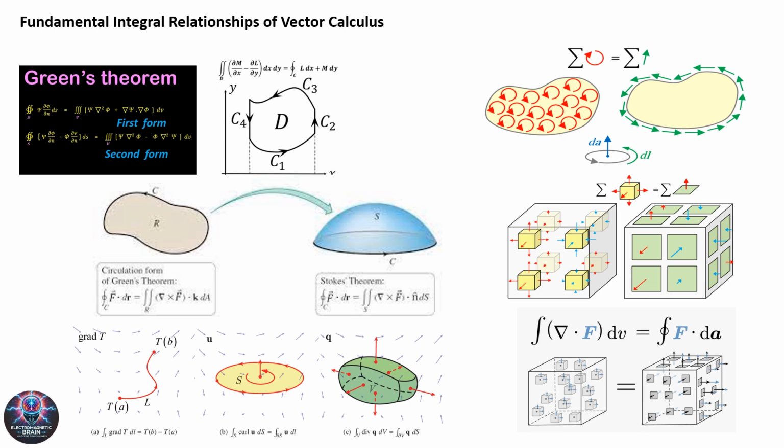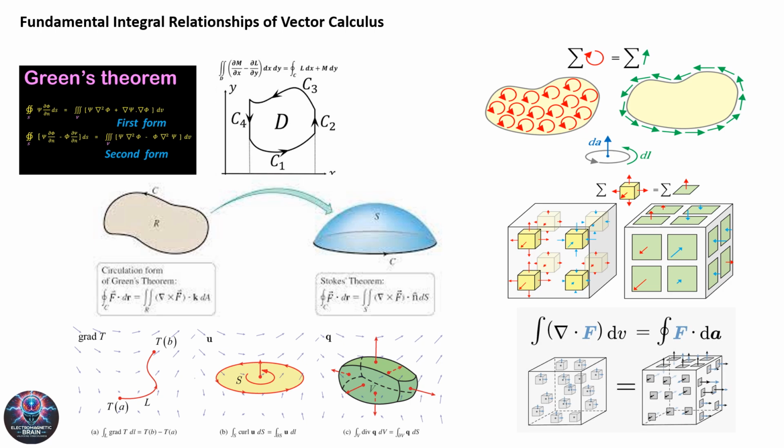The line integral evaluates the vector field along a curve, capturing quantities like circulation. The surface integral measures the flux of the vector field through a surface, essential for applying Stokes and Green's theorems. The volume integral calculates quantities like total charge within a volume, relevant for applying the divergence theorem.